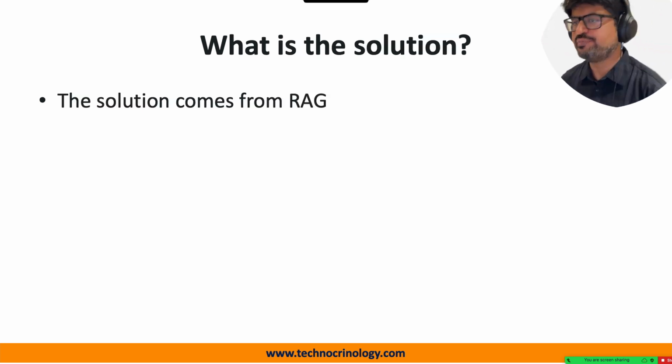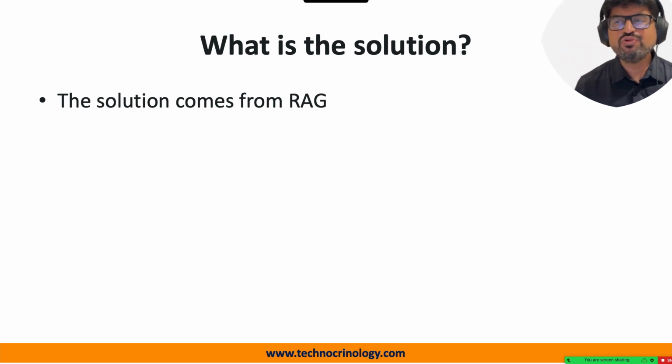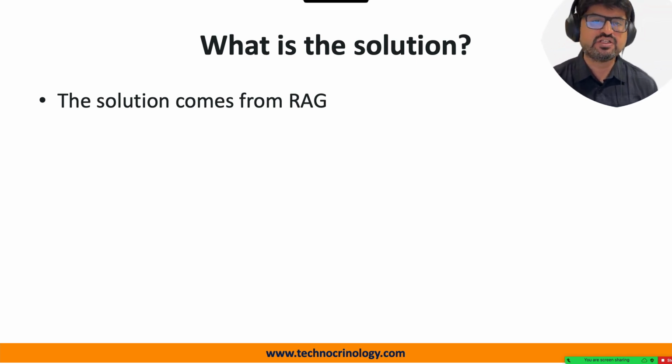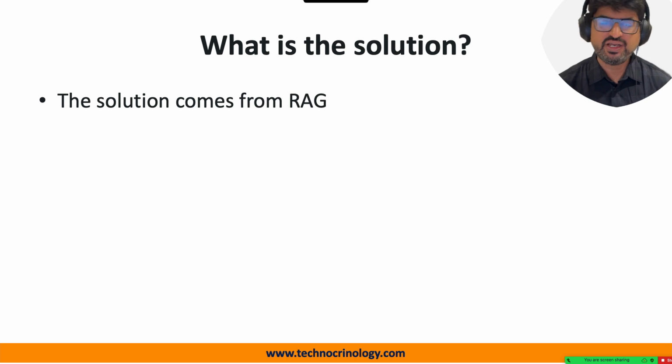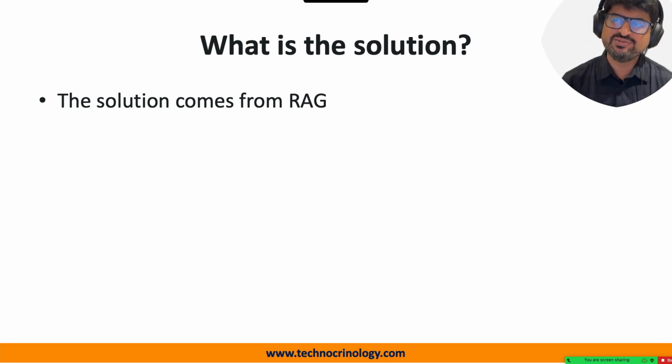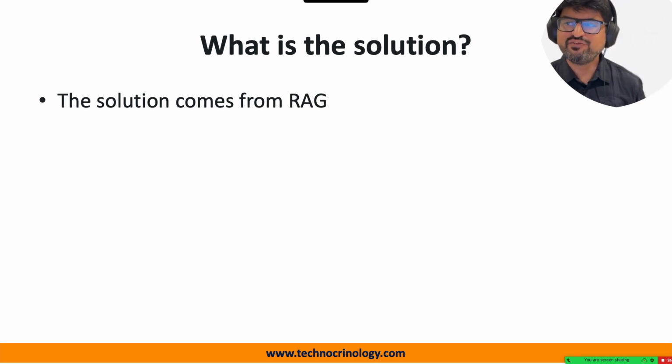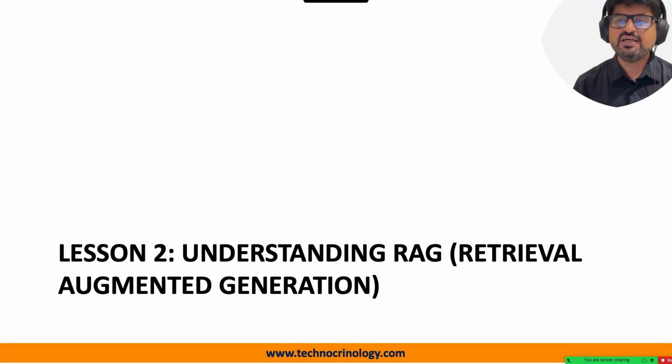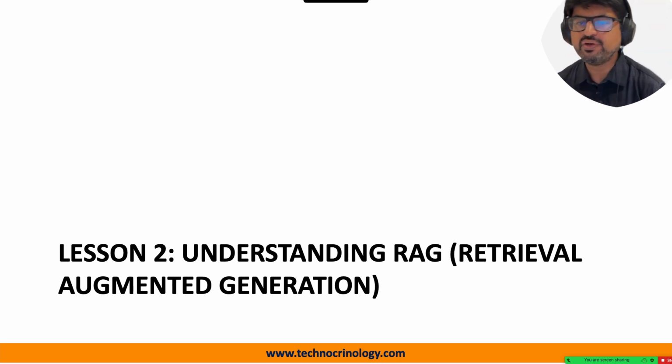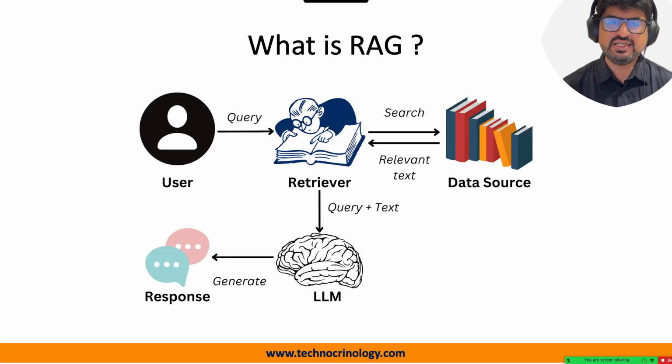So how do you solve this problem? The scientists who make all these AI tools came up with a solution, and the solution is called RAG. We all use RAG in different words. What is RAG basically? RAG is retrieval augmented generation.